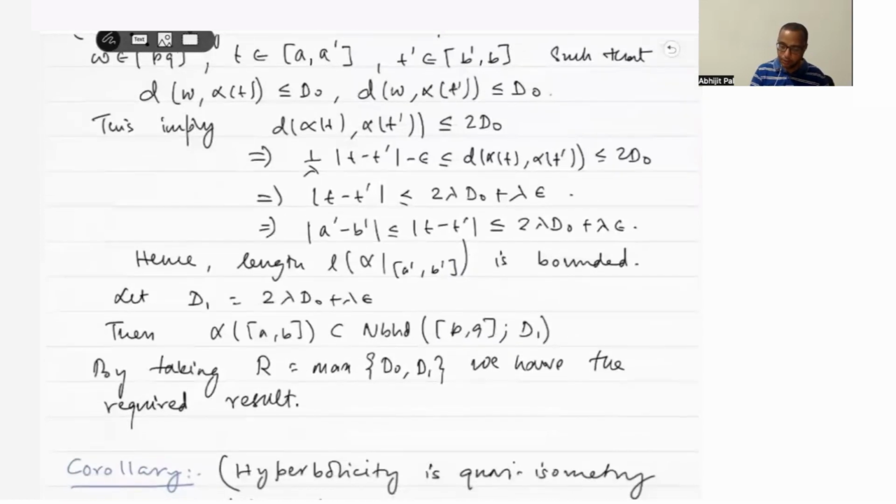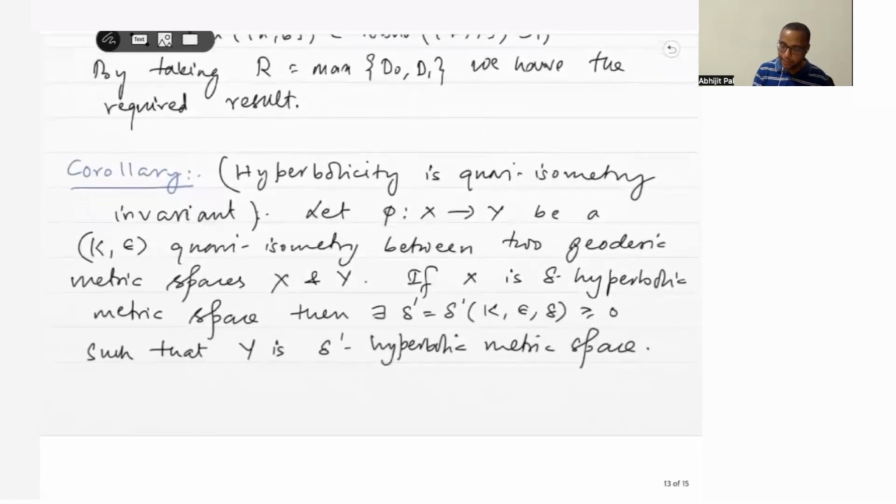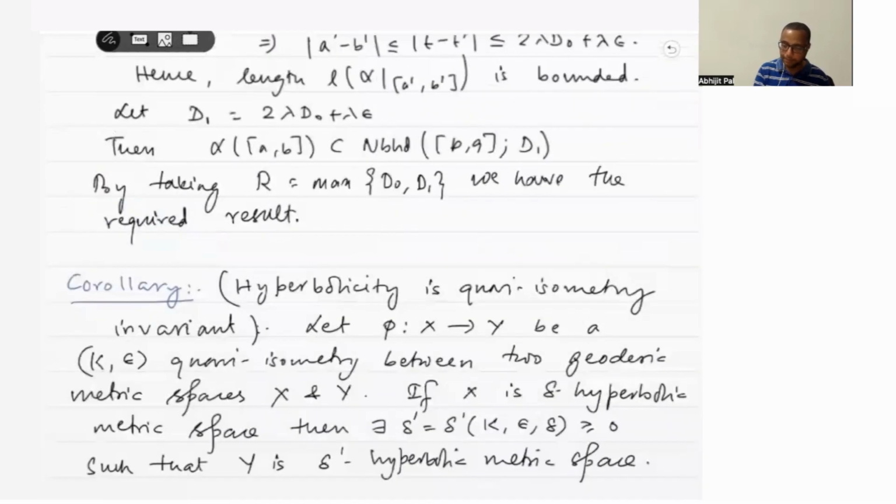Now as a corollary, we'll prove that hyperbolicity is quasi-isometry invariant. So let us take a K, epsilon quasi-isometry phi between two metric spaces X and Y, and we will also take X and Y to be geodesic metric spaces. If X is a delta hyperbolic metric space, then there exists delta prime, depending on K, epsilon and delta, such that Y is a delta prime hyperbolic metric space.